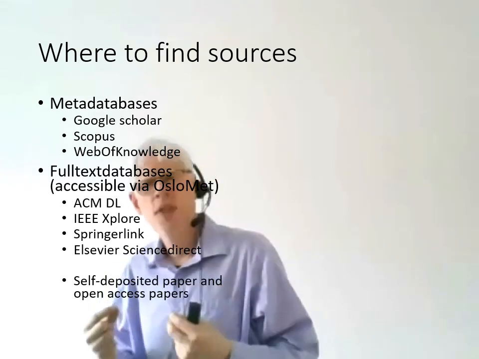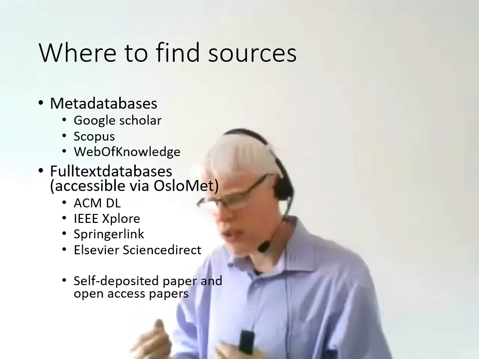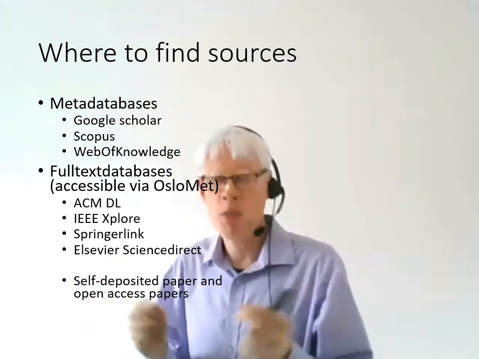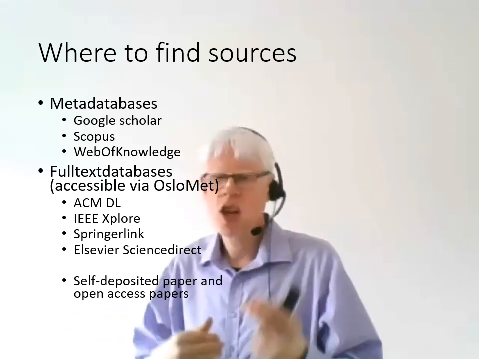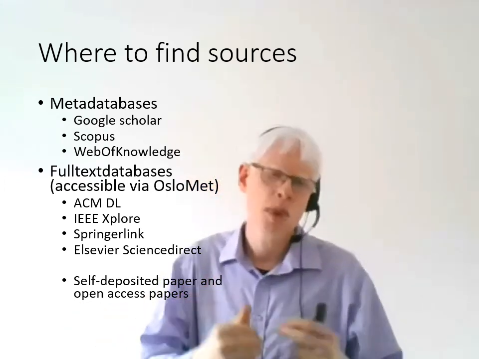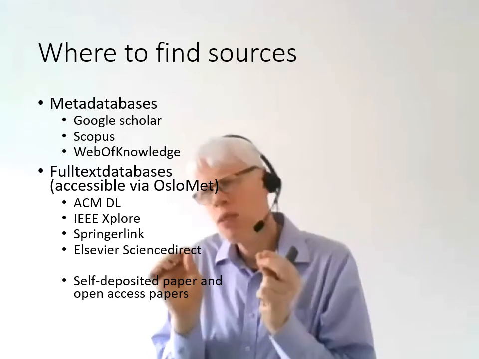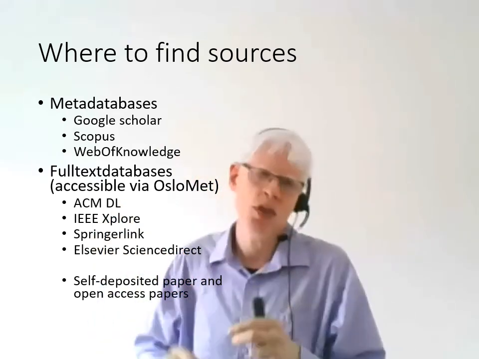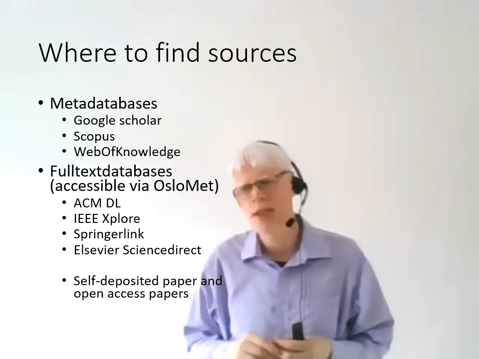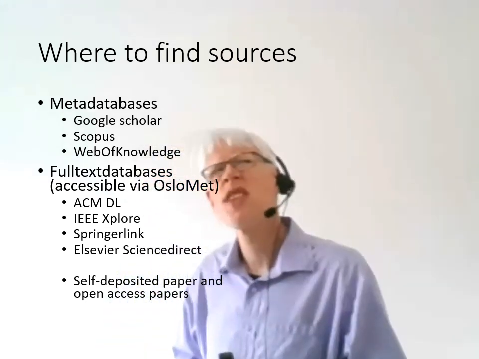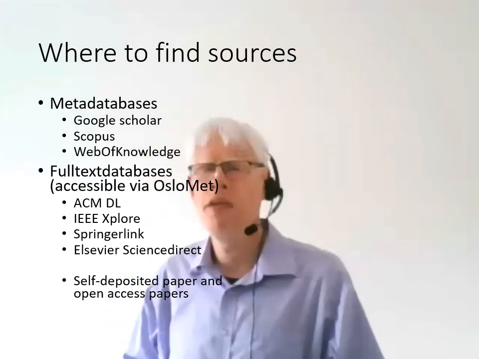An example of that is Google Scholar. Google Scholar is a metadatabase. It only contains information about the title of the paper, which other papers cite it, etc. But the database itself only provides links to the full text in other databases. Other ones that exist are Scopus and Web of Knowledge as well.